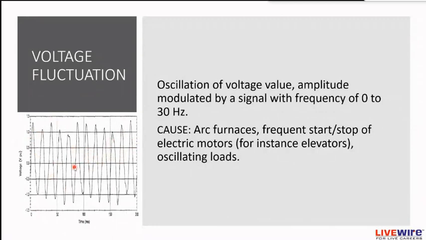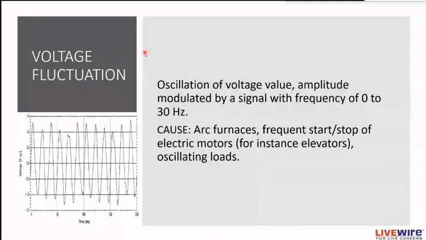For the human eye, it can be detected as a variation in the lamp intensity due to the sudden change in the real and reactive power consumed by the load. So that is called voltage fluctuation. The causes of the voltage fluctuation are arc furnaces, the frequent start and stop of electric motors, and oscillating loads. So this is about the voltage fluctuation.